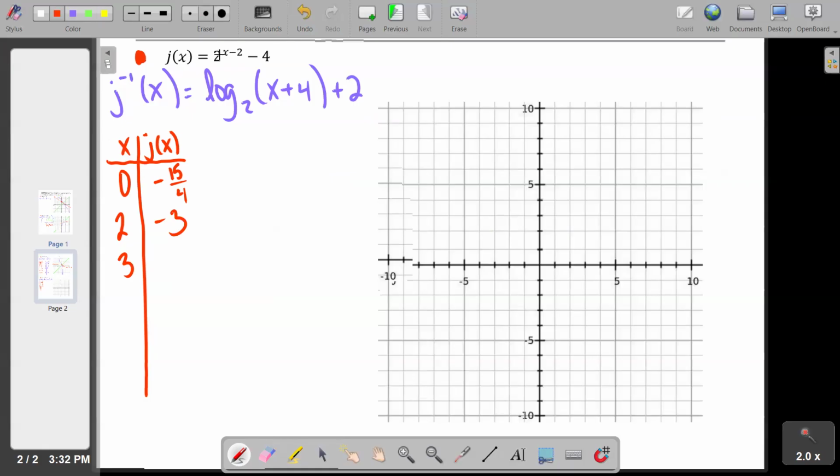3 minus 2 up there in the little baby power is 1. What's 2 to the 1? And what's 2 minus 4? Negative 2. Let's keep going the correct way. 4. What's 4 minus 2? What's 2 squared? 4 minus 4. Let's keep going. 5. 2 to the third is 8, and 8 minus 4 is 4.